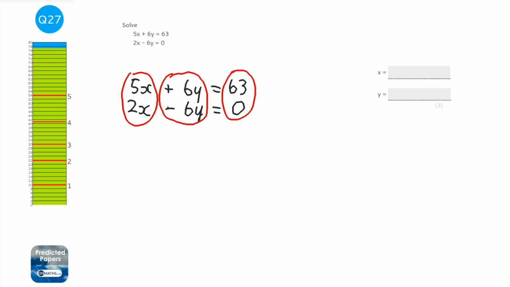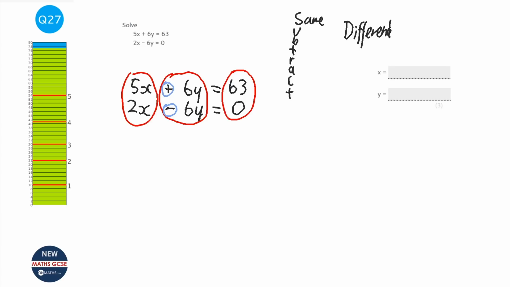Now we look at the signs for the one with the coefficient that's the same. So the y's have a 6 before it, so we're looking at these signs here. Now if they are the same sign, we subtract. If they are different signs, we add. And it's that simple. Now they are different signs, so we know we are going to add. So we're going to add going downwards. Okay, so 5x plus 2x is 7x, and we're going downwards. 6y plus minus, well the minus wins a plus minus, so 6y minus 6y is 0, and it has to be 0, otherwise we can't answer this question, and 63 plus 0 is just 63.